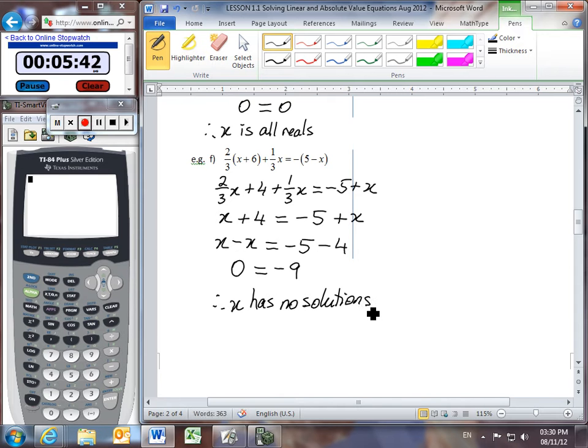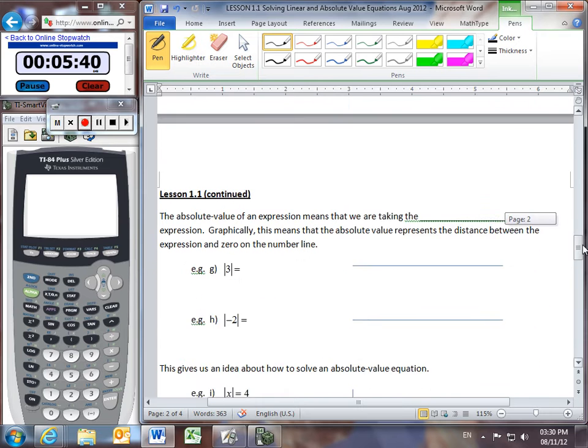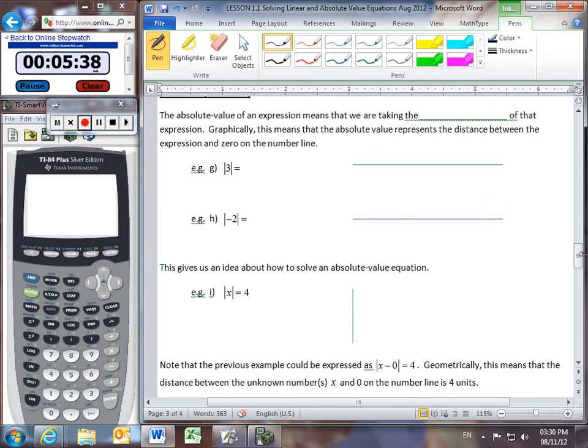Alright, let's go down to absolute value. The absolute value of an expression means that we are taking the magnitude of that expression.